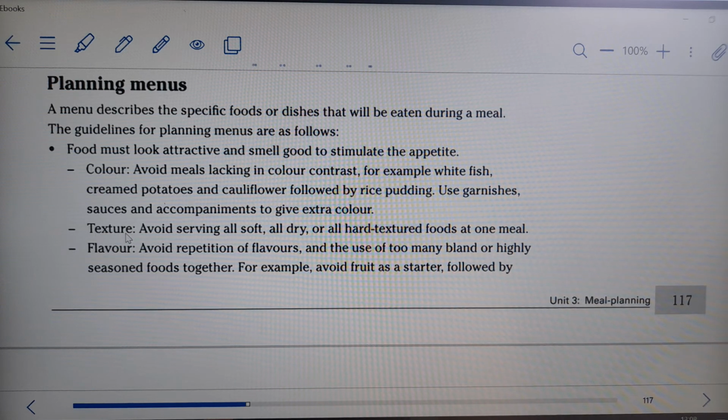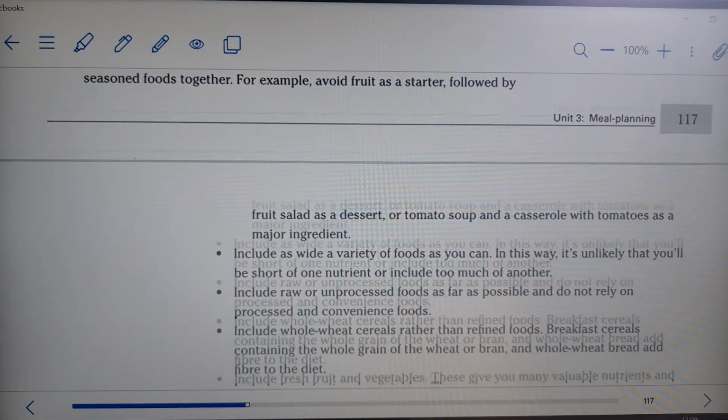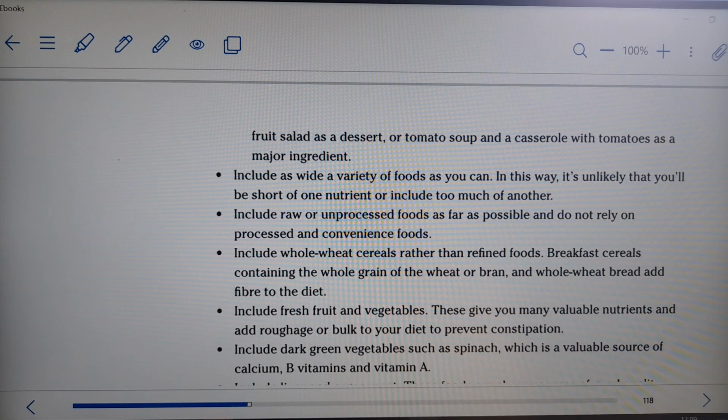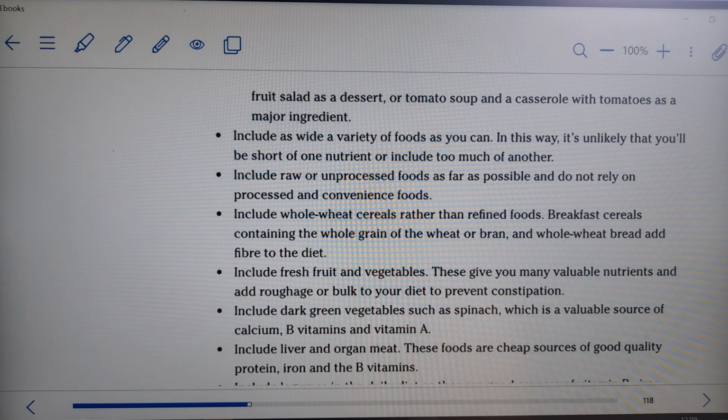Texture. Avoid serving all soft or all dry or all hard textured food at one meal. Flavor. Avoid repetition of flavors and the use of too many bland or highly seasoned foods together. For example, avoid fruit as a starter followed by fruit salad as a dessert, or tomato soup and a casserole with tomatoes as a major ingredient.